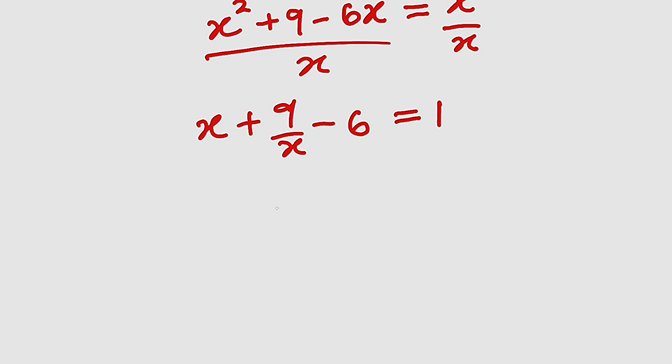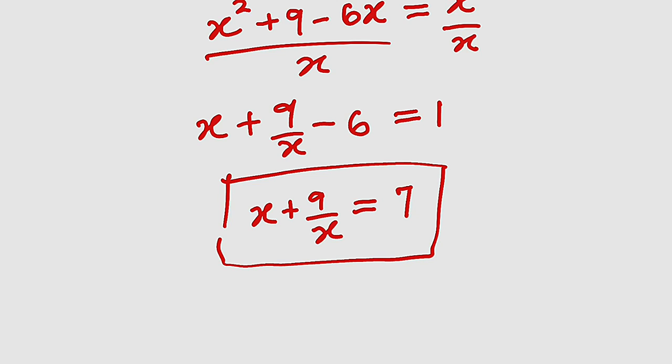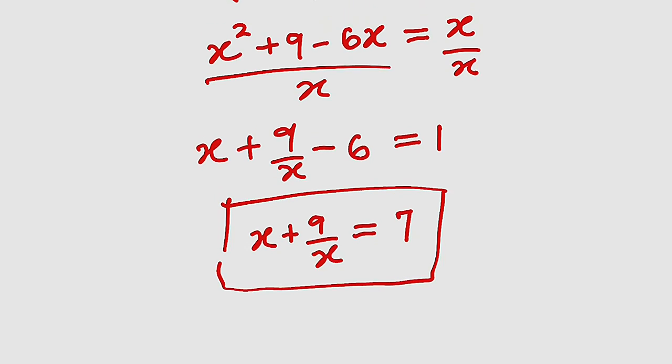Take negative 6 to the other side, we have x plus 9 divided by x equal to 1 plus 6, which is equal to 7, and hence this is our answer. The value of x plus 9 divided by x is nothing but 7.